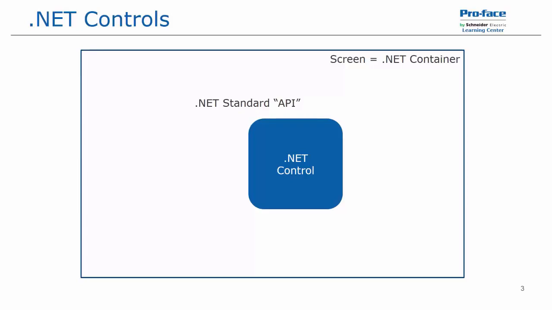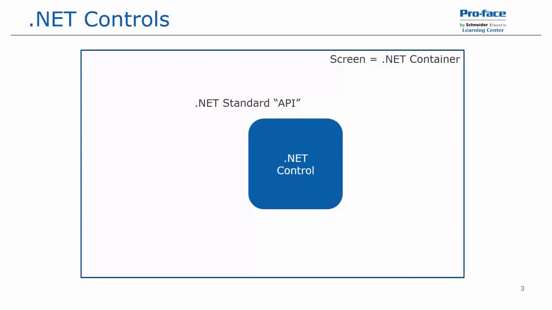The .NET framework is a software framework that was developed by Microsoft that runs primarily on Windows operating systems. It includes a large class library known as the Framework Class Library, or FCL, and it provides language interoperability, meaning that each language can use code written in other languages. And this is available across several different programming languages.